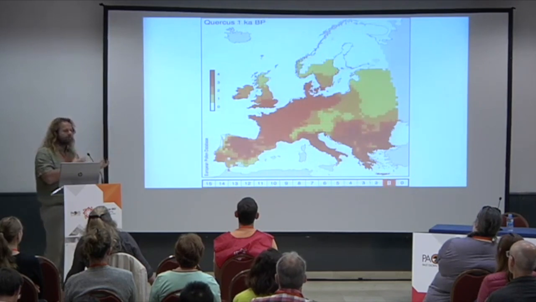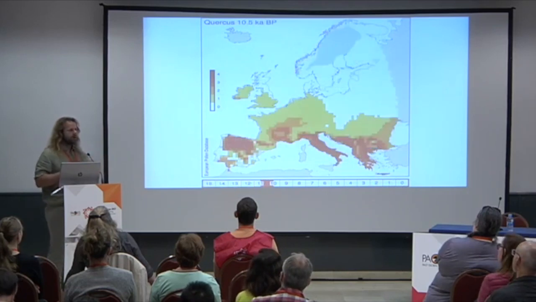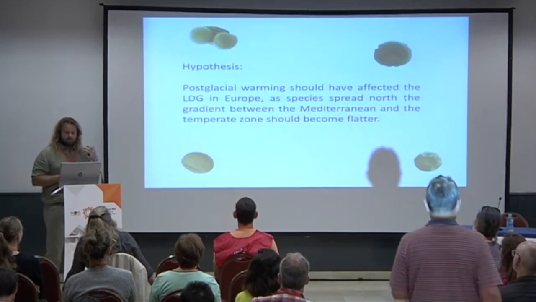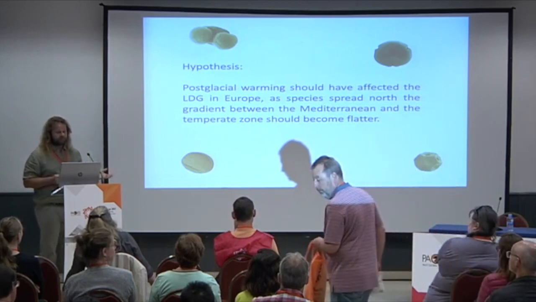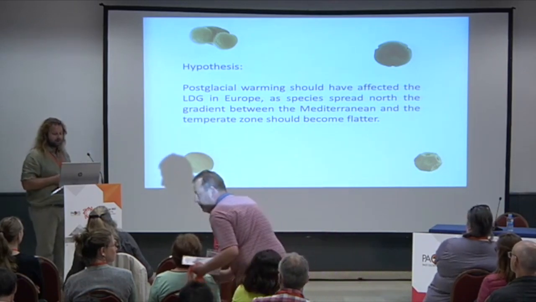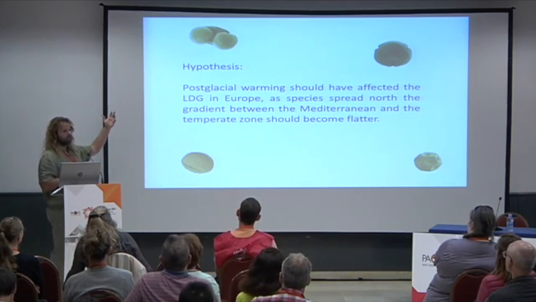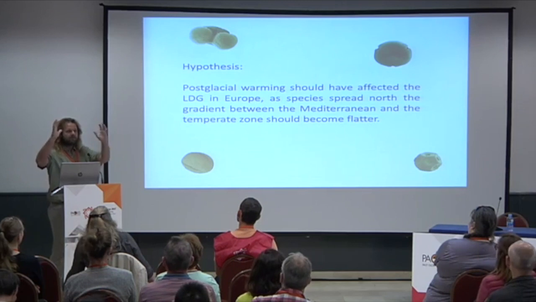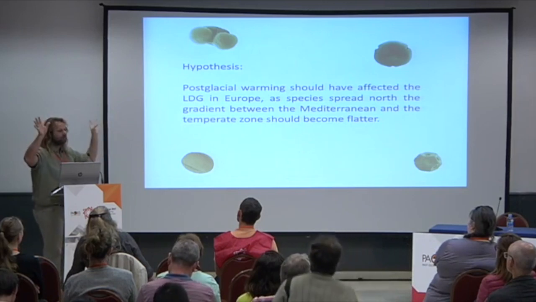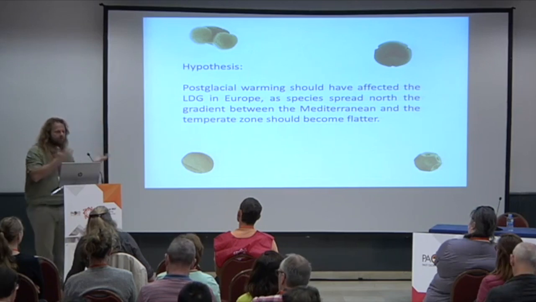If we would assume this concept really, that would mean that our diversity gradient in Europe should have changed from the late glacial into the Holocene. We can basically hypothesize that the post-glacial warming should have affected the latitudinal diversity gradient in Europe. As species spread north, the gradient should have become flatter between the Mediterranean and the boreal zones. So before, in the glacial, it should have been very steep. Everyone should have been in the Mediterranean. And north of it should have been really cold and no one wanted to be there. And then it gets warm and everyone spreads north, so the gradient should flatten down. Conceptually, this would be the concept.